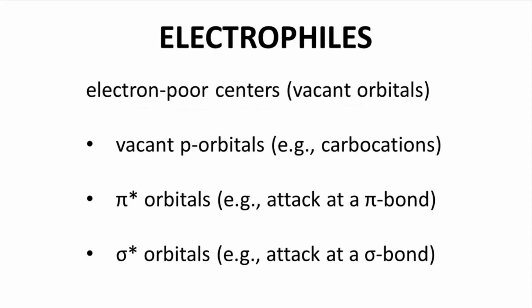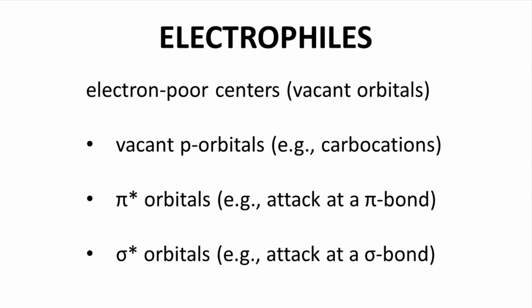What kind of vacant orbitals do we encounter in organic molecules? We see vacant p orbitals, such as with carbocations. We also have vacant pi star and sigma star orbitals. Admittedly, when we discuss reactions of electrophiles, we typically don't mention how electrons interact with the vacant orbital. We just say an atom or pi bond is attacked. Regardless, electrons from the nucleophile are interacting with a vacant orbital to initiate the chemical reaction.